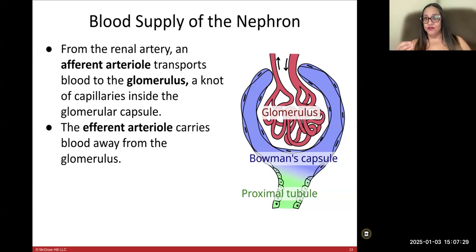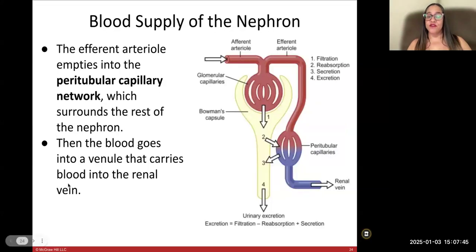The kidneys have nephrons, and each nephron has a glomerulus, which is that little knot of capillaries, and that's where a bunch of exchange happens between the nephrons and the bloodstream. So the efferent arteriole empties into the peritubular capillary network, which surrounds the rest of the nephron. Then the blood goes into a venule that carries the blood into the renal vein and back into the system towards the heart.